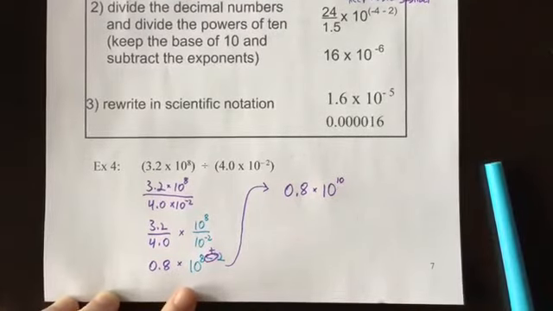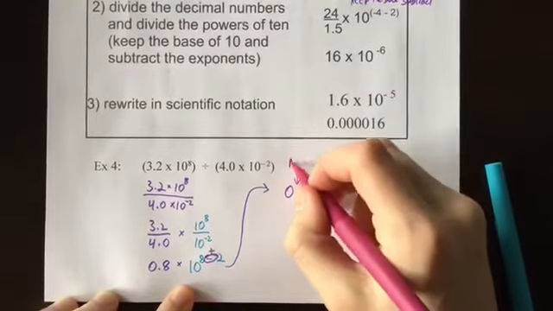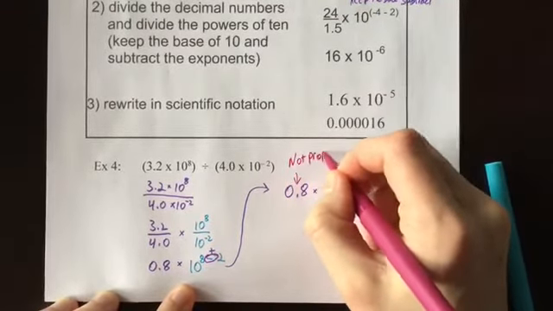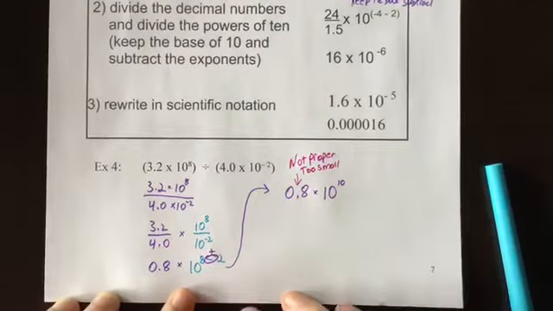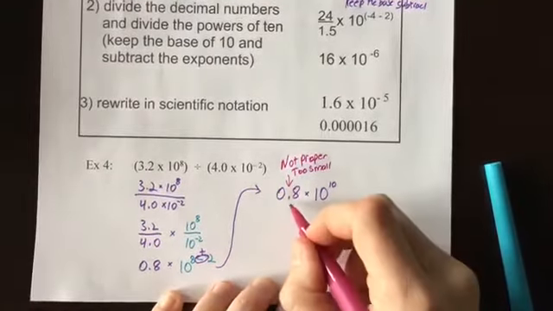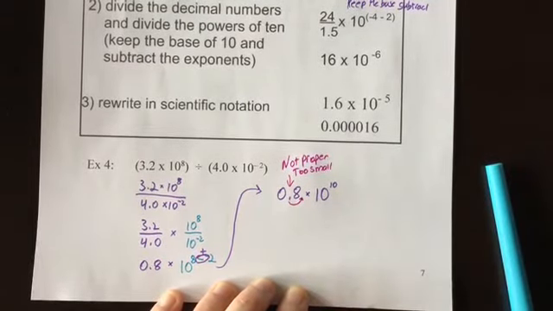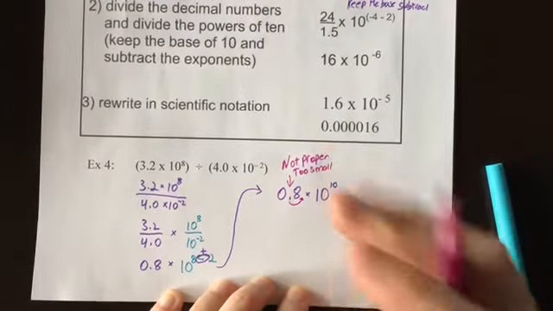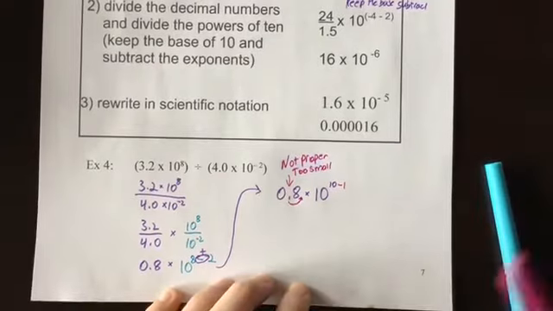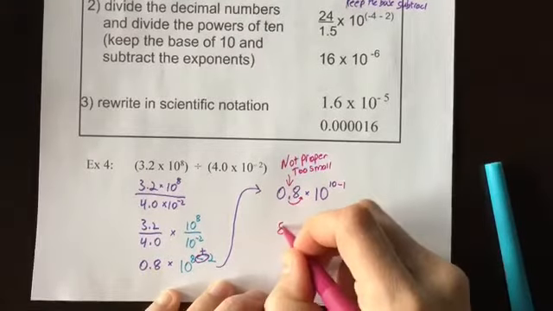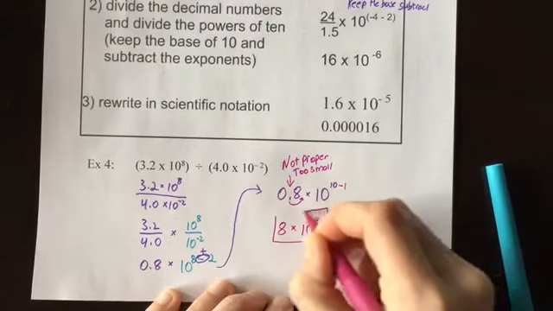But wait again, oops, that significand is not proper. This time it's too small. So we have to fix that. To fix that, we need to move the decimal point one space. Okay? We moved it because the significand was too small. Small negatives, we're going to subtract 1 from the exponent. So that makes our answer 8 times 10 to the 9th.